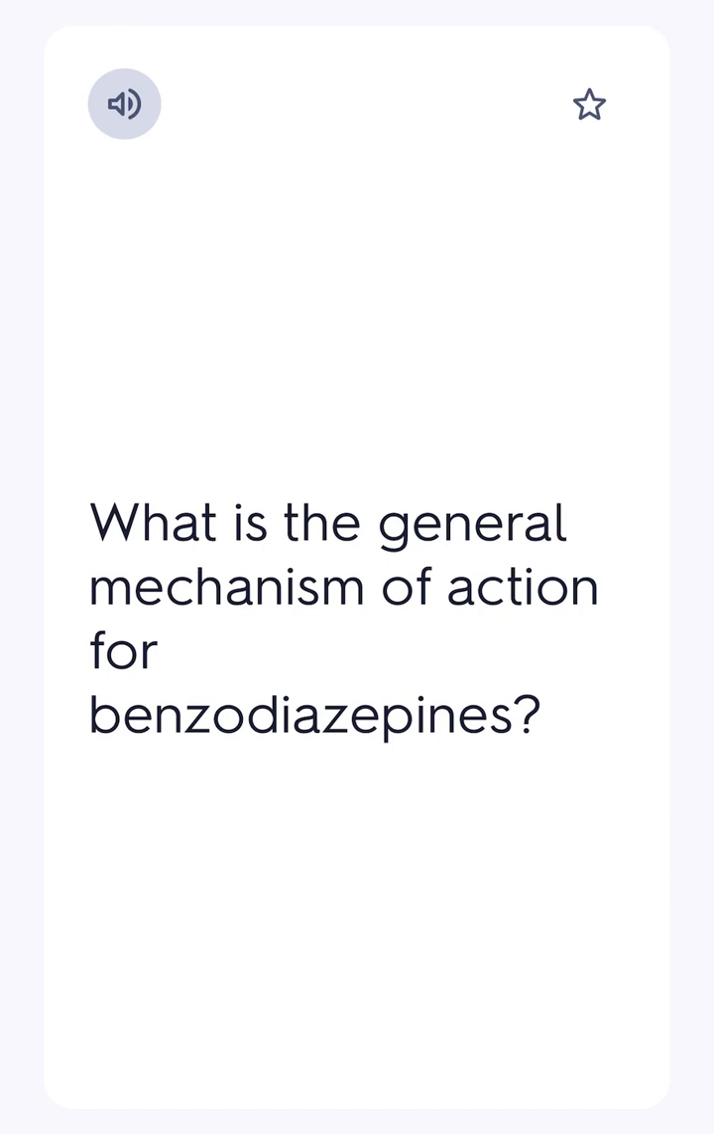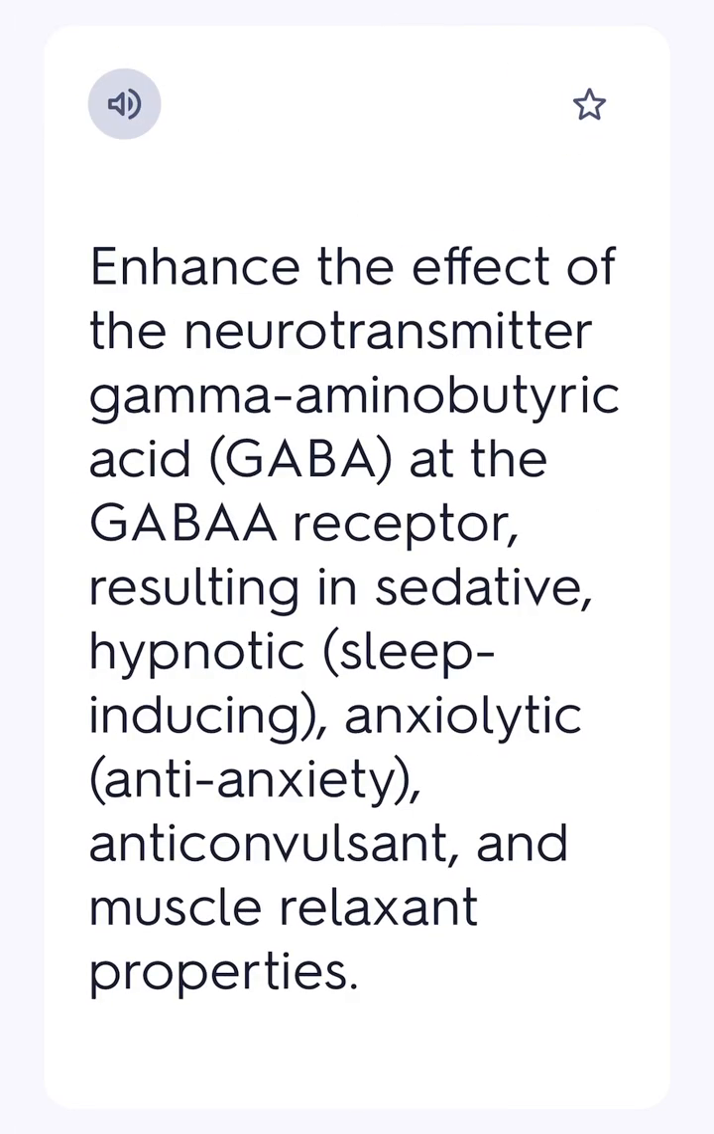What is the general mechanism of action for benzodiazepines? Enhance the effect of the neurotransmitter gamma-aminobutyric acid at the GABA receptor, resulting in sedative, hypnotic, anxiolytic, anticonvulsant, and muscle relaxant properties.